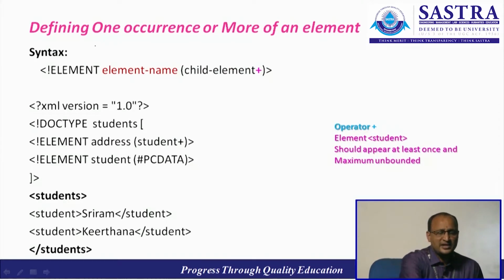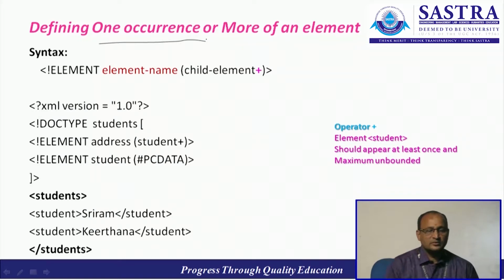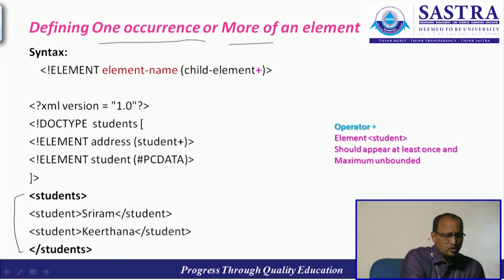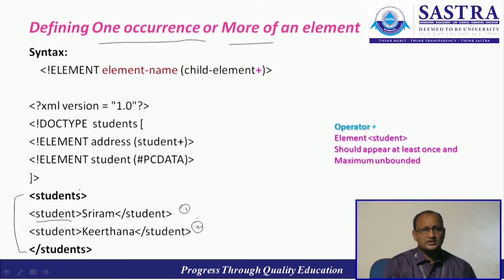Next, defining an element one or more number of times, which means a particular element can be repeated. Say for example, we have students, the student XML document. Student element is singular and students is plural, please note. The same element is repeated more than once. So this is the way the same element can appear or be presented more than once.